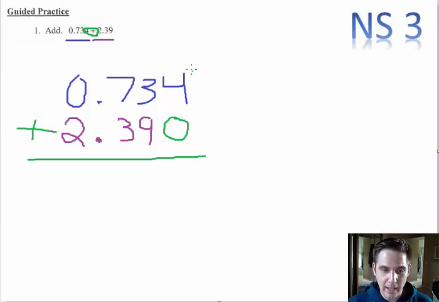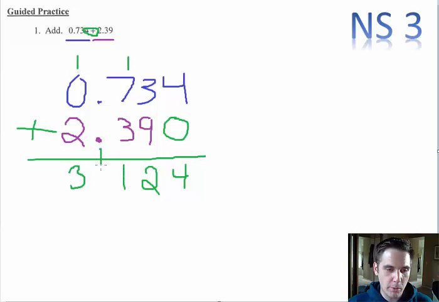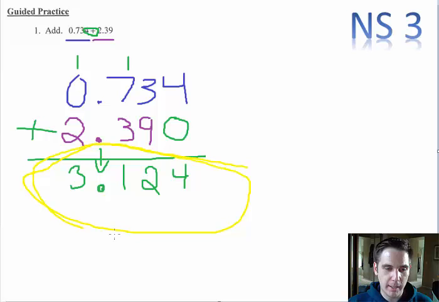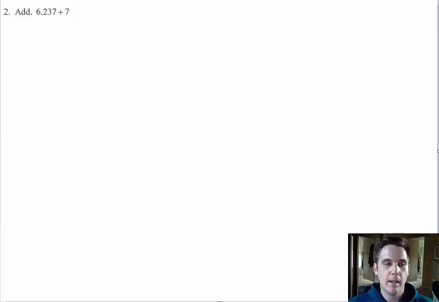So we can start adding now. So 4 plus 0 is 4. 3 plus 9 is 12. Carry the 1. 8, 9, 10, 11. Carry a 1. Plus 2 is 3. Move that decimal on down. And we have our answer right there. 3.124. Pretty easy, right? Alright, so let's do another one.